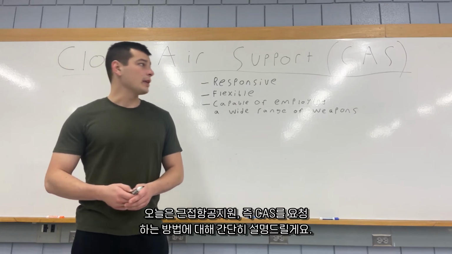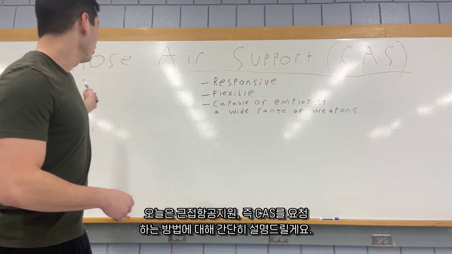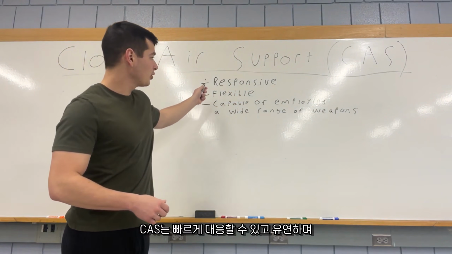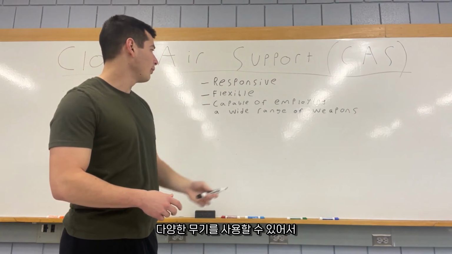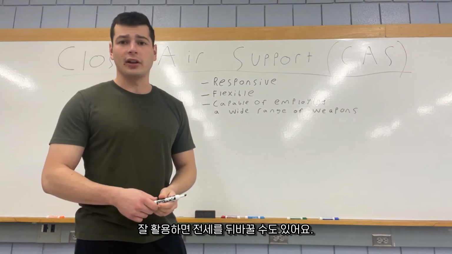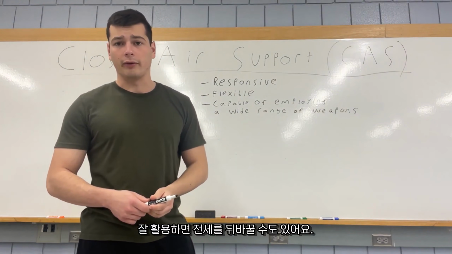All right, guys, today I'm going to be giving you a brief overview of how to call in close air support, or CAS. Close air support is responsive, flexible, and capable of employing a wide range of weapons, and if used properly, can significantly turn the tide on the battlefield.